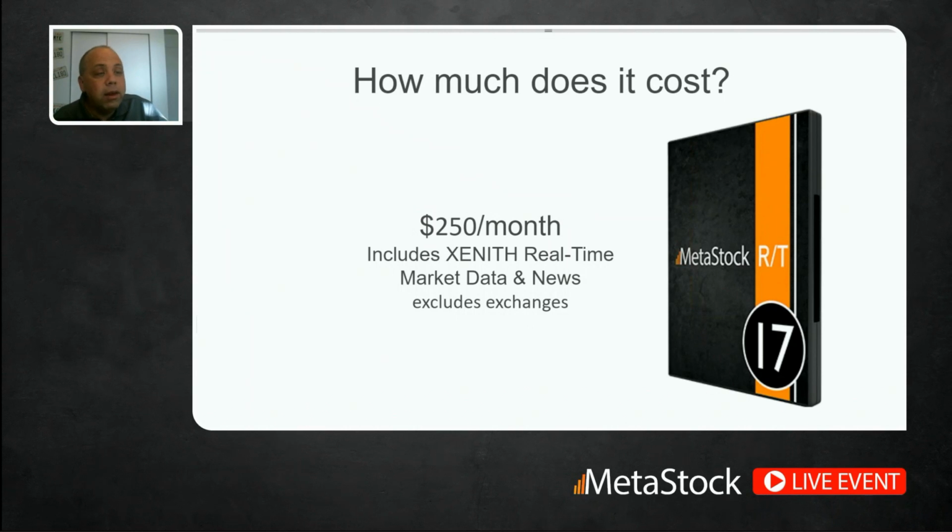That includes the data that you need. It includes the news. There might be some exchange fees. For example, if you want real-time data from the New York Stock Exchange, the New York Stock Exchange charges a fee. It's about $3 to get New York Stock Exchange real-time, but you have to pay it. If you don't pay them, the data is 15 minutes delayed. If you have questions, you can give us a call and we'll walk you through it. But for the most part, MetaStock real-time at $250 a month will give you the real-time news, our Zenith platform, and delayed data of everything, plus you can pay some exchange fees.